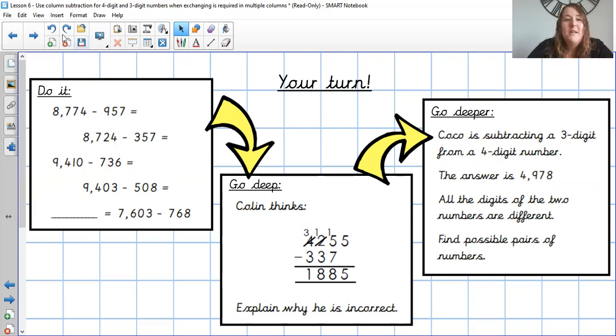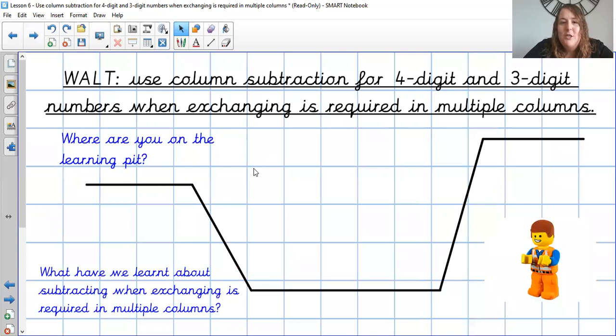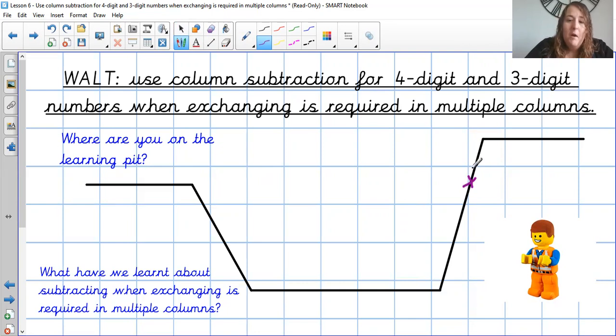Okay, excellent. I hope you enjoyed those today. How did you find that today? Hopefully it was really going over that exchanging step that we did last lesson as well, where it is required in multiple columns. I was really impressed with your work yesterday. I will just say that again, and I can't wait to see your work if you choose to send your maths today. It was just about making sure we'd lined up those numbers today. So hopefully you'd be slightly higher than you were yesterday. Maybe not out yet, and that's absolutely fine, but hopefully slightly up that learning pit.